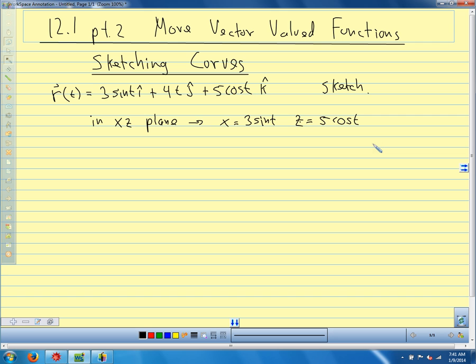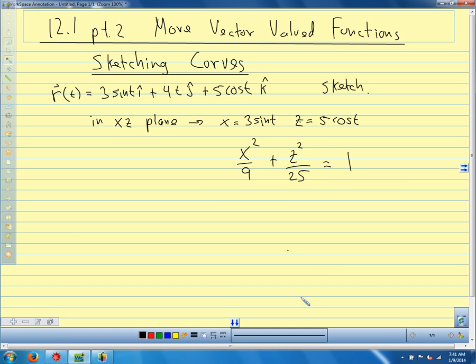An ellipse. Okay, so this is going to be an ellipse. So let's write a rectangular equation for this curve using x and z. What would be our rectangular equation? I'll get us started. x squared over 9 plus z squared over 25 equals 1. So there's our ellipse in the XZ plane.